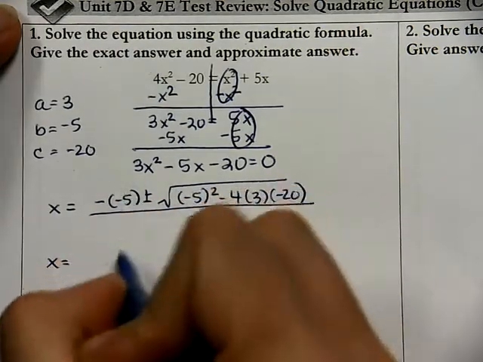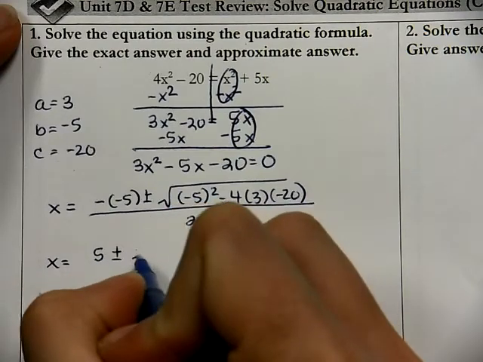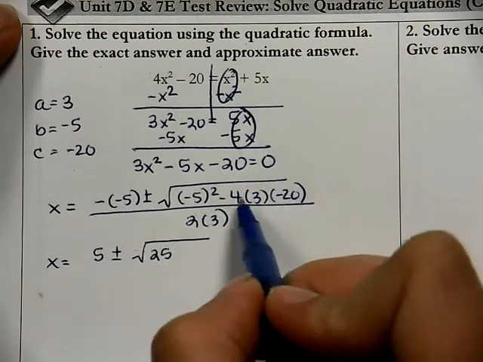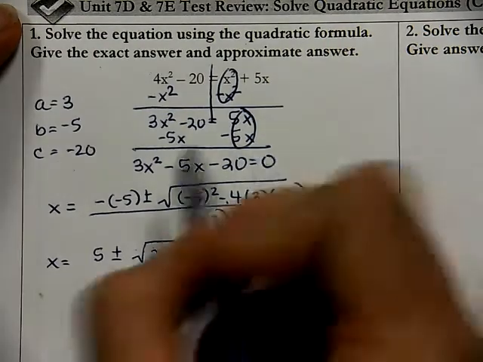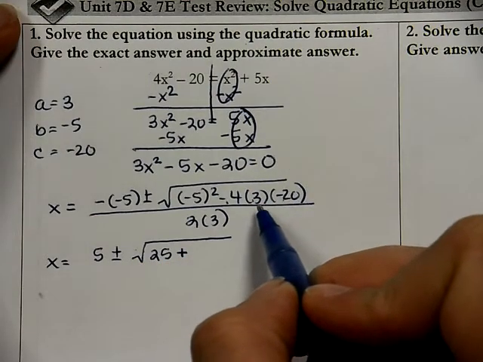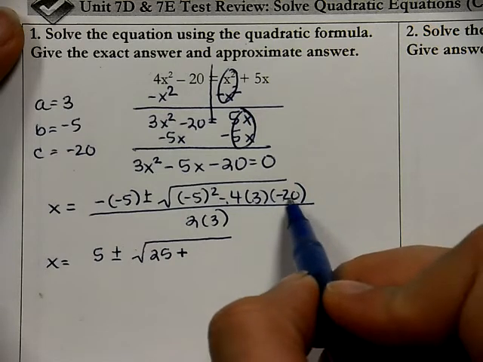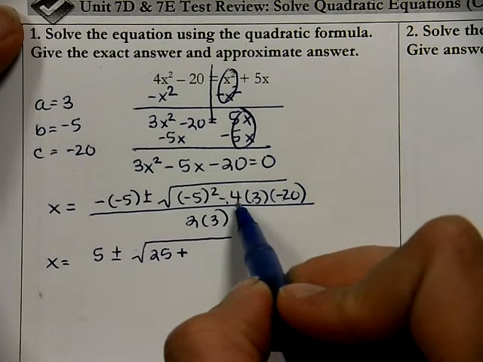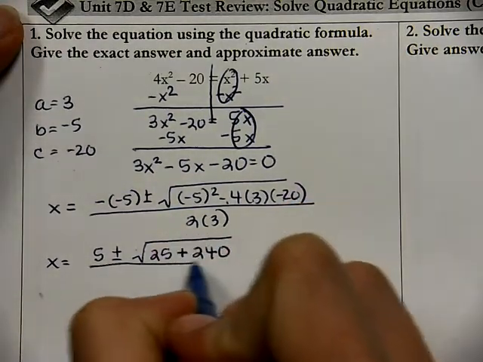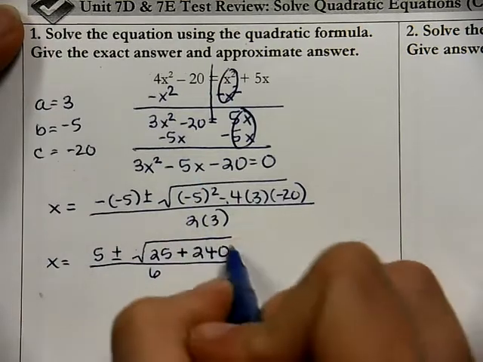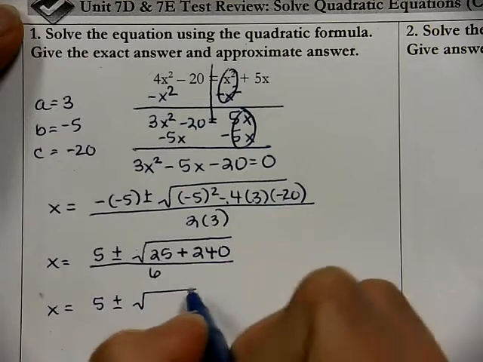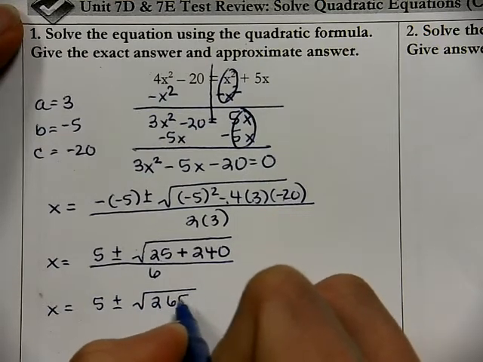If I simplify that, the opposite of negative 5 is a positive 5, plus or minus the square root of negative 5 squared, which is a positive 25. A negative times a negative will be a positive. And then I know that 3 times 20 is 60, and 60 times 4 is 240, all divided by 6. I still have to simplify the discriminant, or in other words, what's underneath the radical, the radicand. So that would be 265.